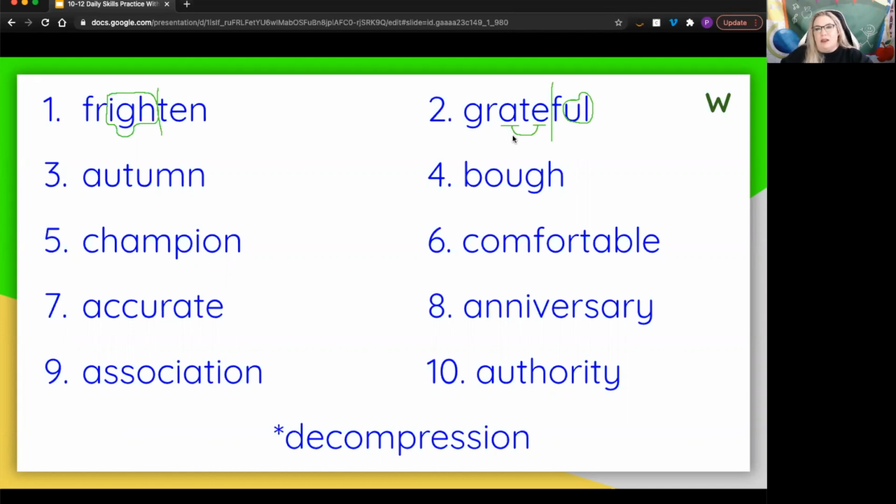Now with this long A here, I think I'm going to be able to figure this word out pretty quickly. Great, great, and full, grateful. If you're grateful, you appreciate what you have.